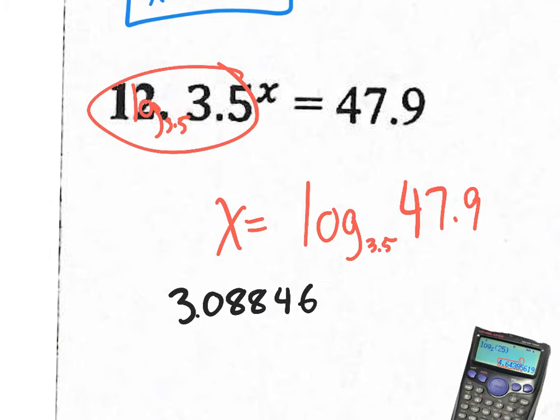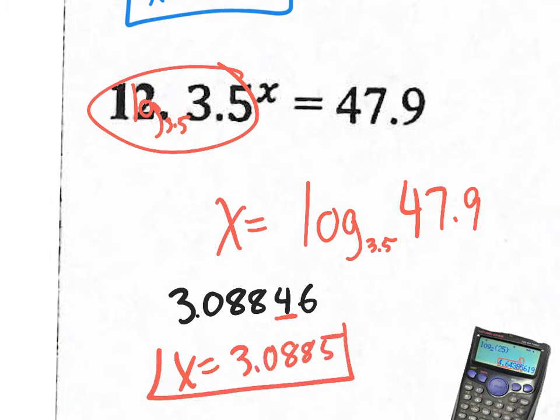6, which changes a 4 to a 5. So that gets changed to a 5. So final answer is x equals 3.0885.